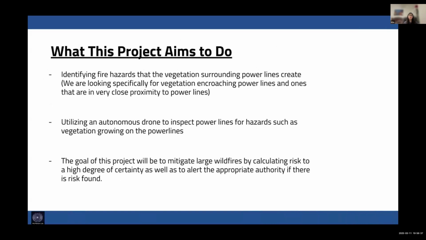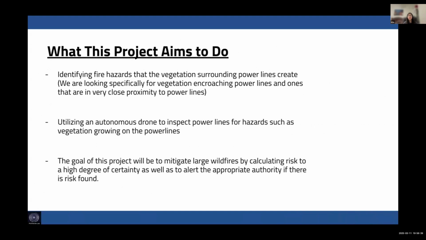So you might be wondering what we're trying to accomplish with this. We try to identify fire risks to power lines, and we're specifically looking for vegetation that is in close proximity to these power lines. So we'll be using an autonomous drone to inspect these power lines for such hazards. And the goal of this project is to mitigate large wildfires by calculating the risk to a high degree of certainty and to use these calculations to alert appropriate authority if a risk is to be found.